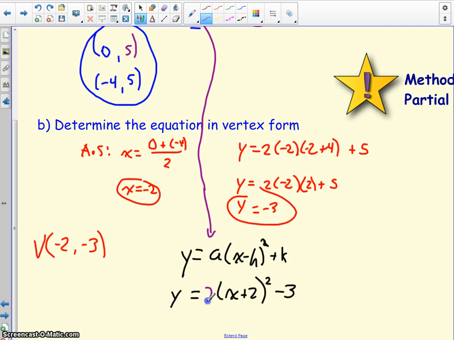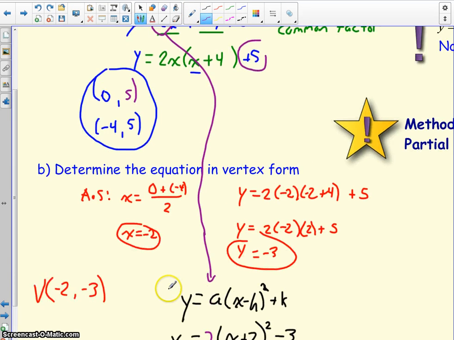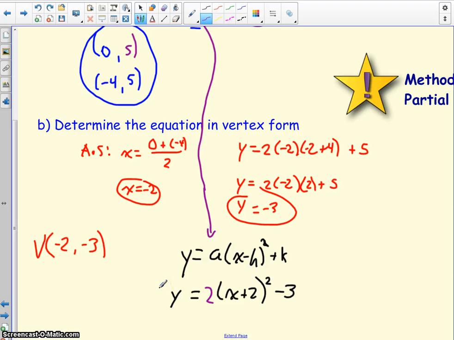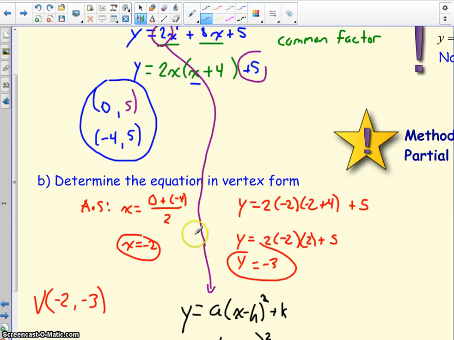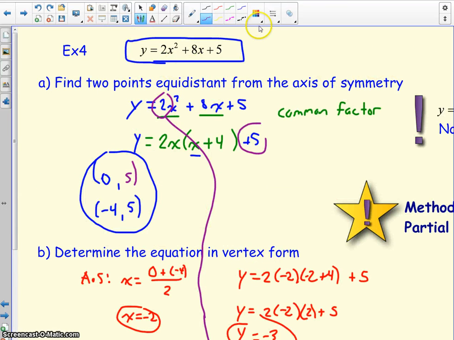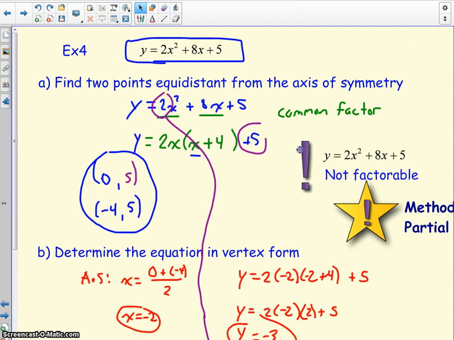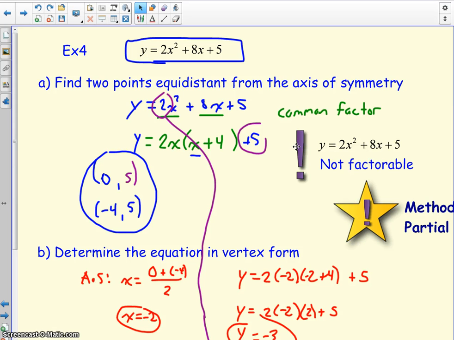So this partial factoring can be pretty useful. Normally to put into vertex form, we'd have to actually have the zeros, so we have to be able to put it in factored form. But what you saw here is a situation like 2x squared plus 8x plus 5 where it wasn't factorable. So this is now another way we have to be able to put it into vertex form even though it's not factorable.